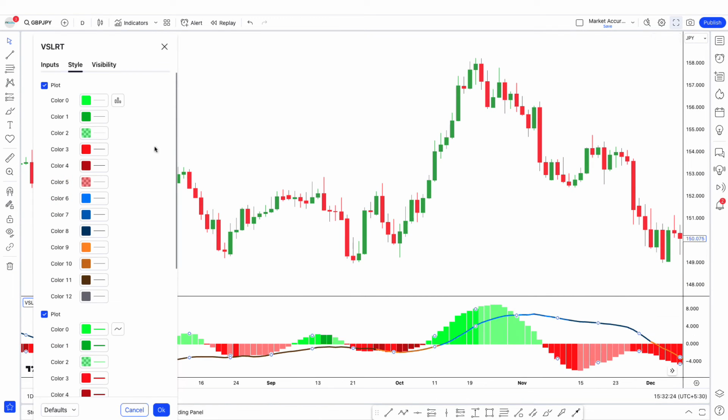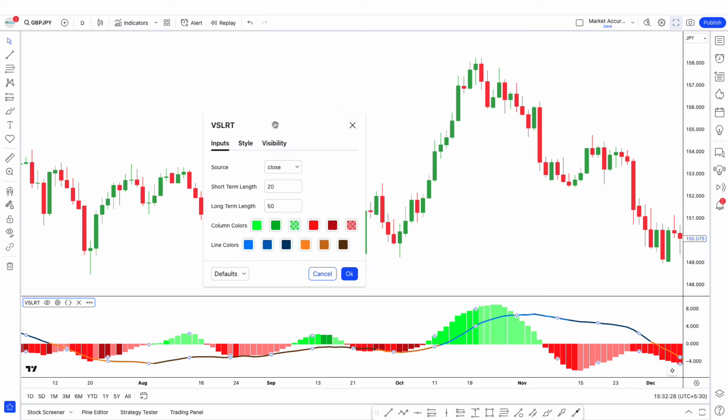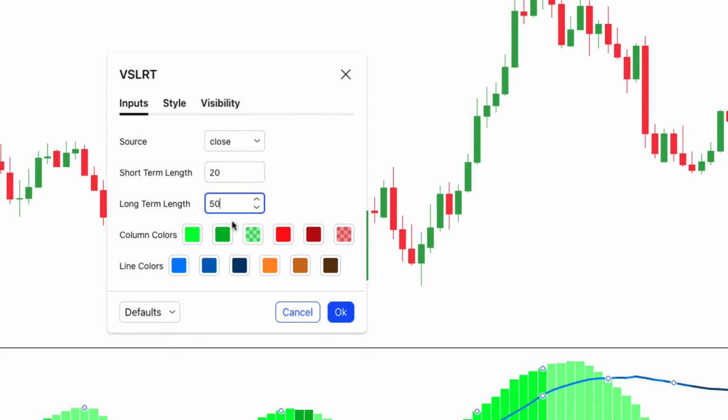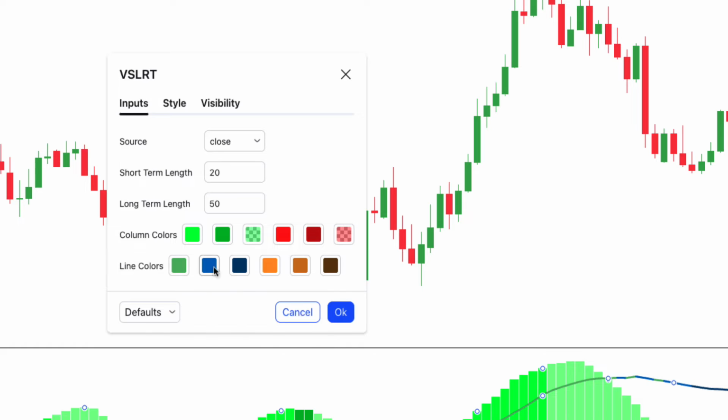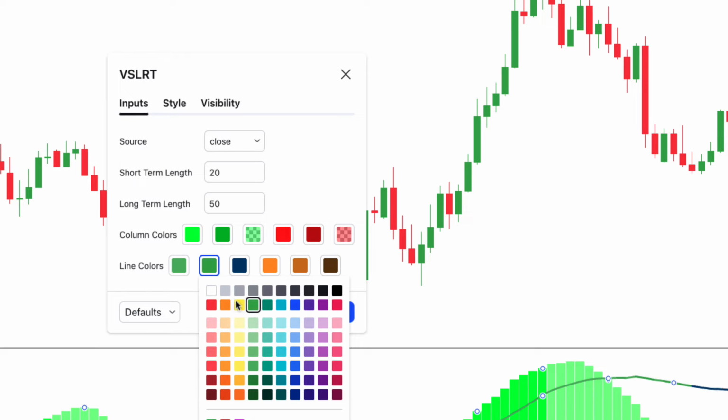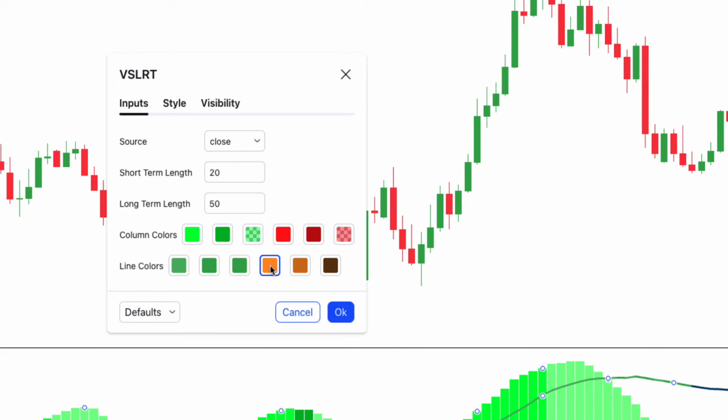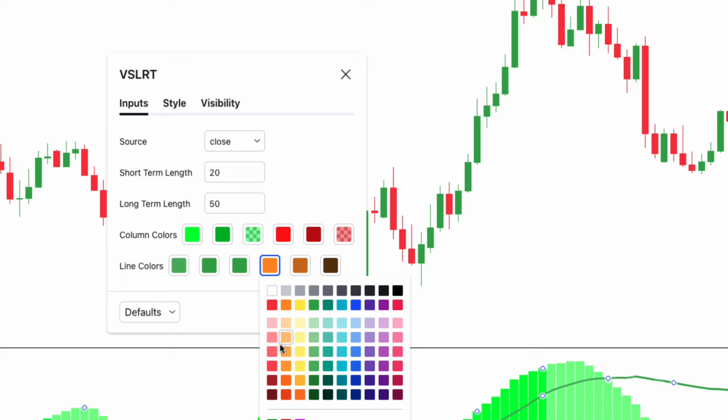Now looking at the settings of this indicator, we can see very few customizable options. For this video, we're going to change the line colors. We're going to change this first shade of blue to a lighter shade of green. Then for these last two shades, we're going to change them to this dark green. Then we're going to do the same right here.